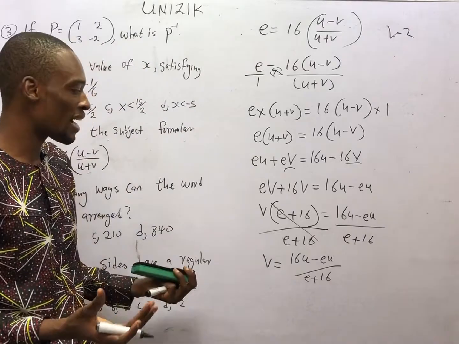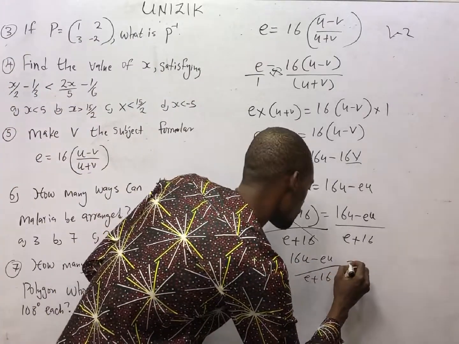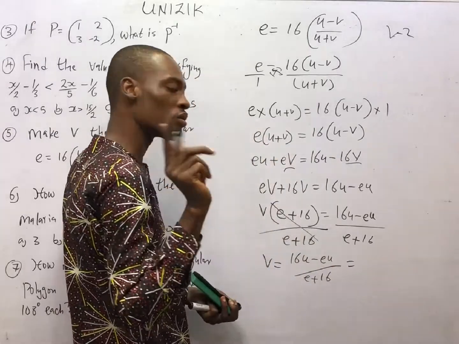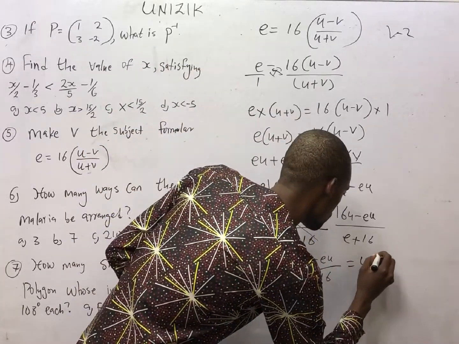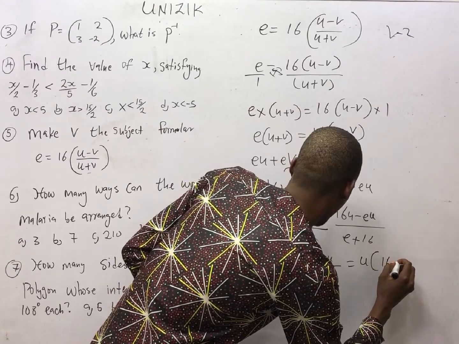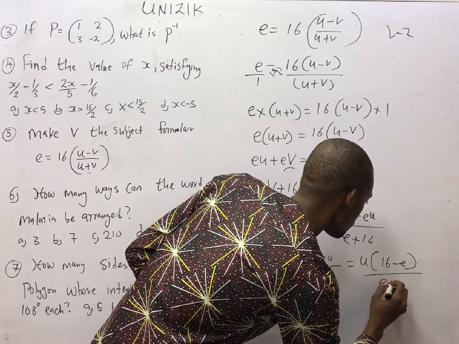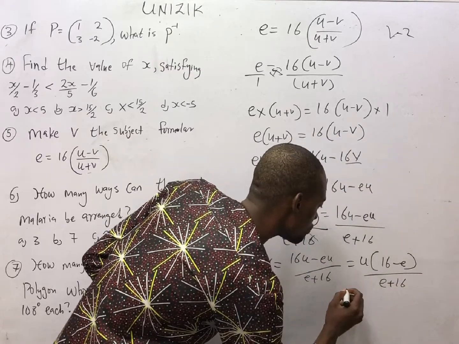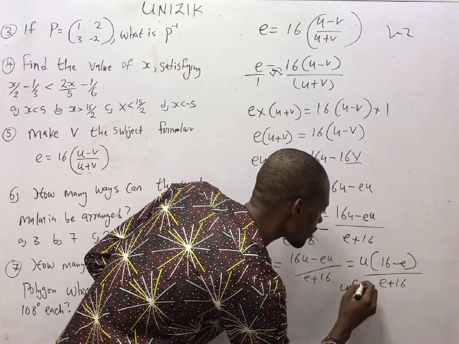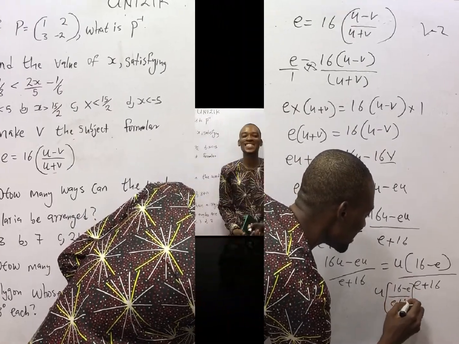So they may decide to package the answer for you. Maybe they factorize u. So that will be u here, u here. You bring out one u to have u times (16 minus E) over E plus 16.